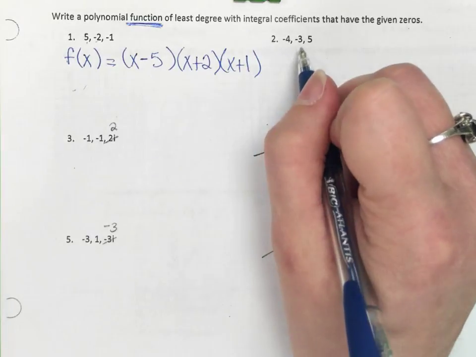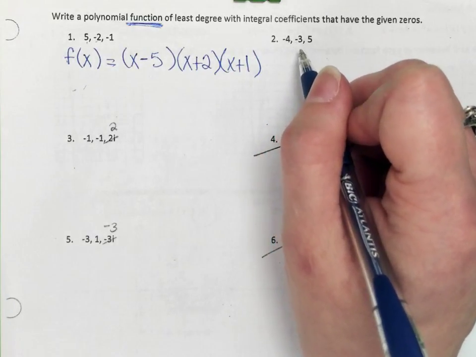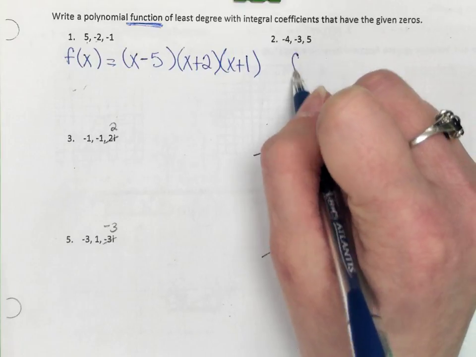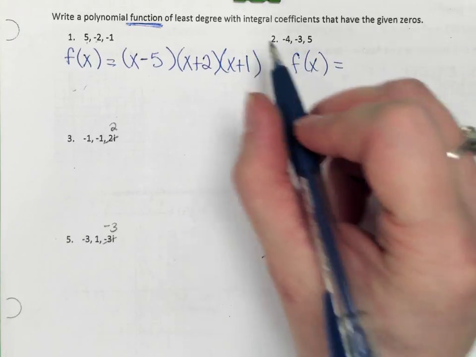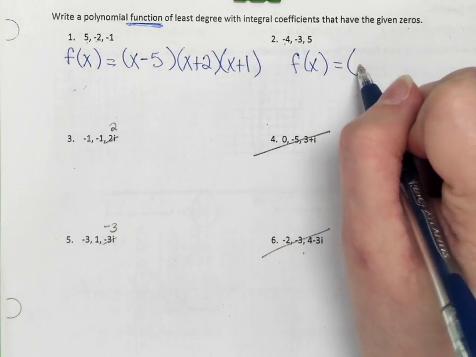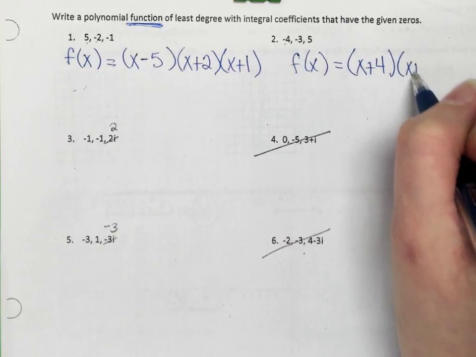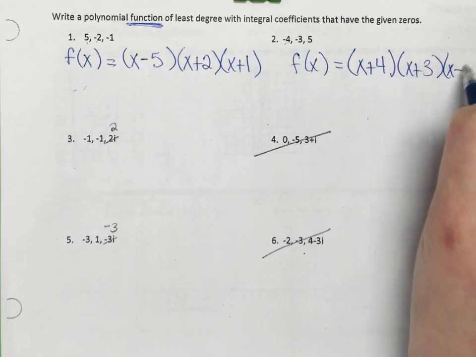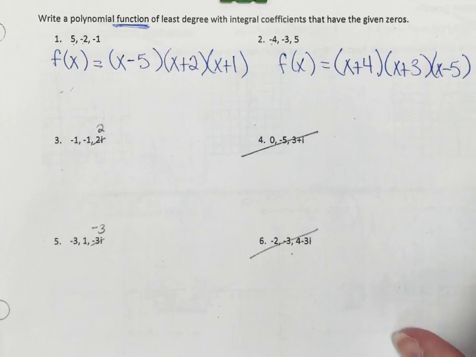All right, number 2. Let's do number 2. Write a polynomial function. What's a polynomial function always start with? F of x, or you could put what instead of f of x? You could put y. You don't have to. All right, what about the negative 4? X plus 4. Yep. And the negative 3? X plus 2. And the 5. X minus 2. Minus 5. There you go. That's it. You okay?